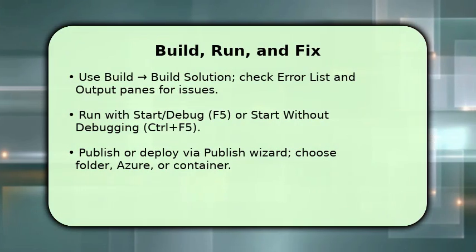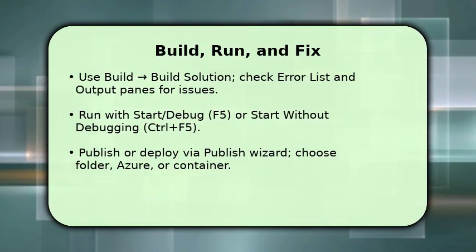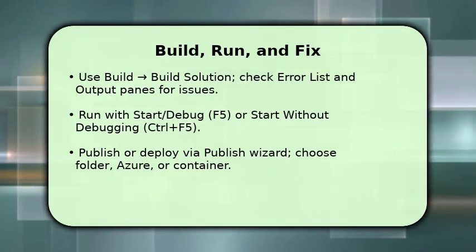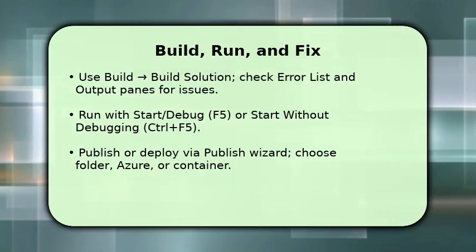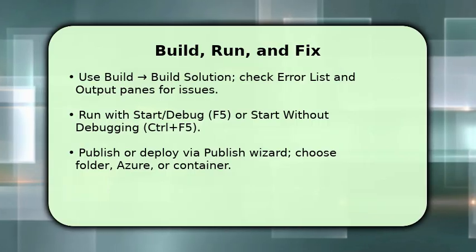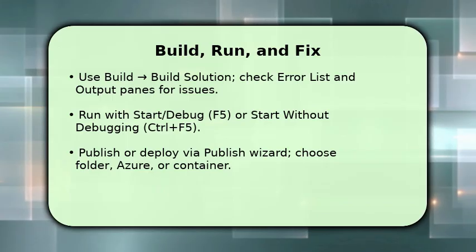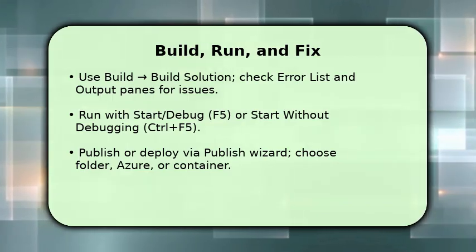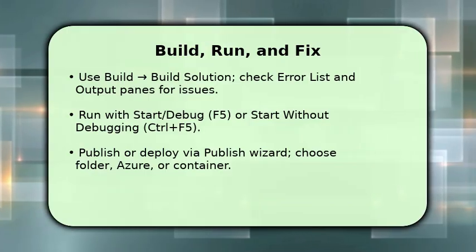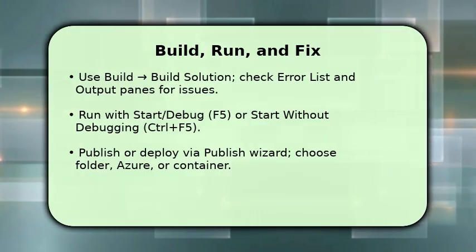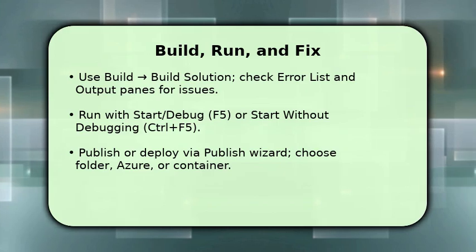You finish by building and running your app. Choose Build Solution to compile, then fix any errors flagged in the error list. Double-click items to jump right to the line. Once clean, press F5 to debug so you can step through code, inspect variables, and set breakpoints. Press Ctrl plus F5 to run without the debugger. To ship, open Publish and select Folder, Azure, or a container target. If something breaks, clean the solution, delete bin/obj, rebuild, and restart Visual Studio as a quick troubleshooting tip.